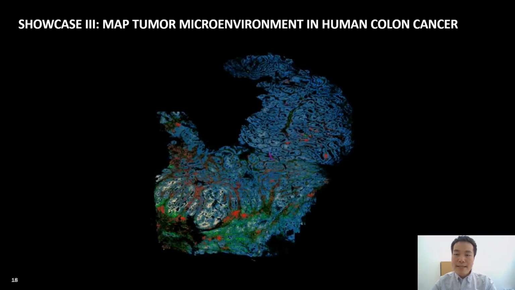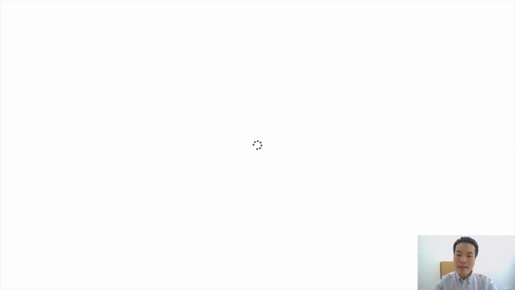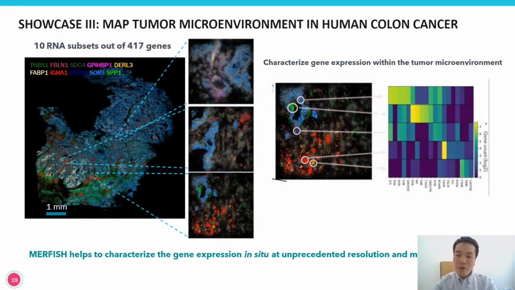So the third showcase example that I am going to walk through illustrates how to use MERFISH to map a more clinically relevant sample, the tumor microenvironment. And the example that I'm showing here is human colon cancer. Here we used MERFISH to profile 417 genes in colon cancer. And what you're seeing on this slide on the left is the spatial distribution of 10 RNA subsets out of this 417 gene panel measurement.